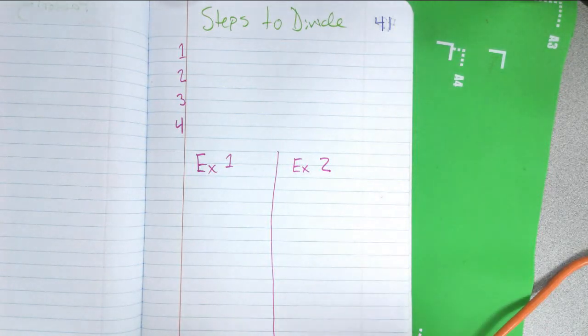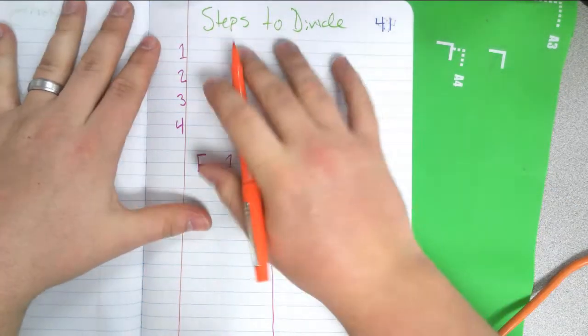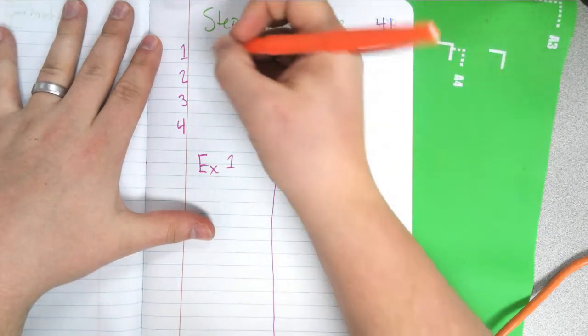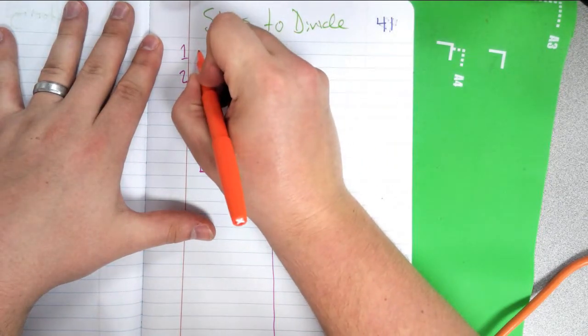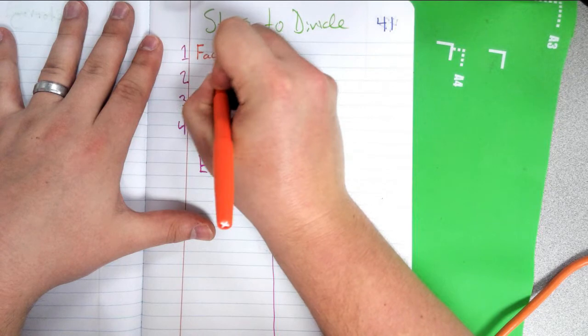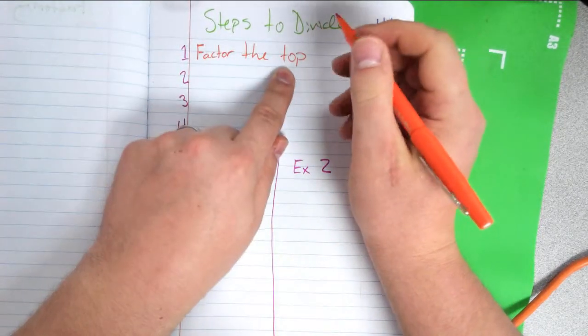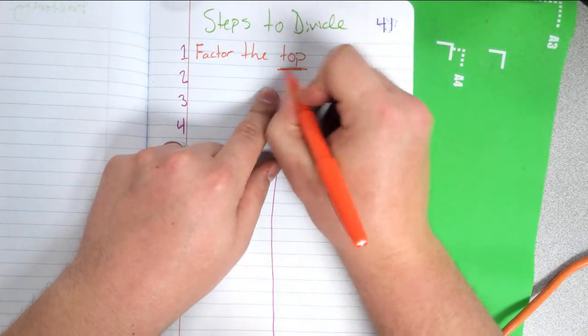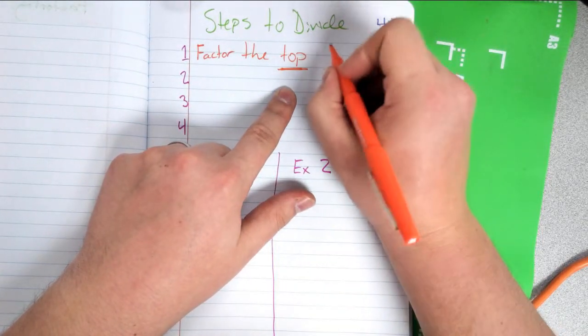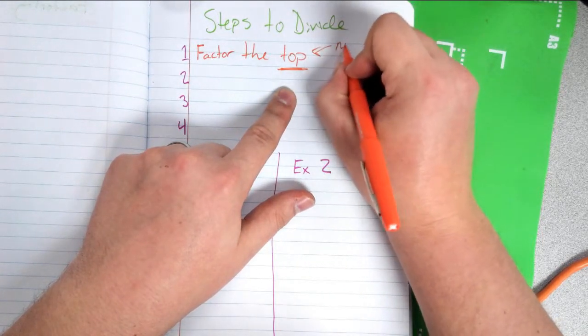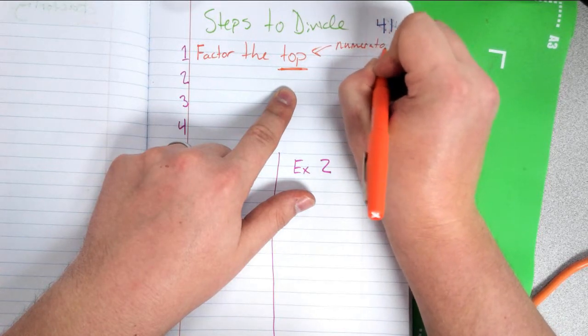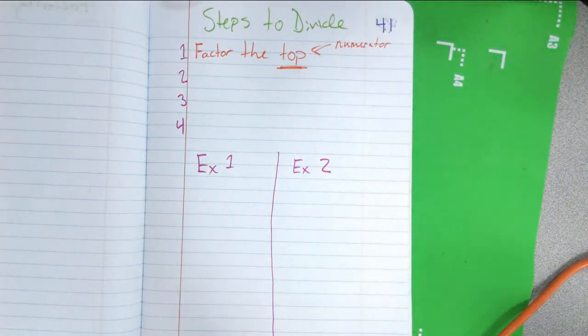So first of all, the steps to dividing. Okay, the first step is to factor the top. And what I mean by top, okay, top right here, what I'm talking about is the top of the fraction. So really this is the numerator. Okay, so factor the top. Okay, that's the first step.